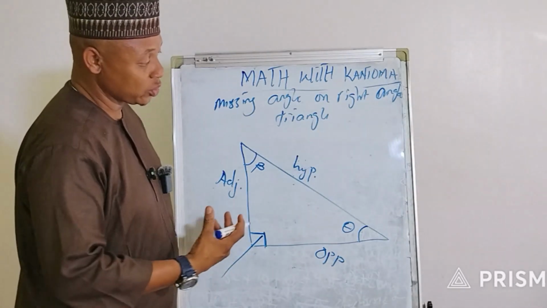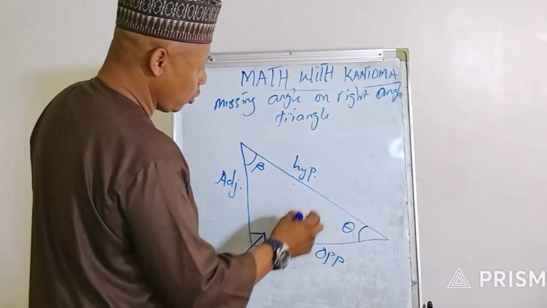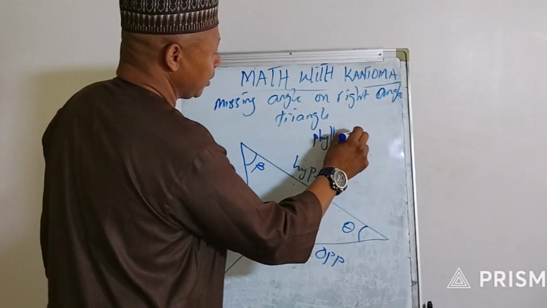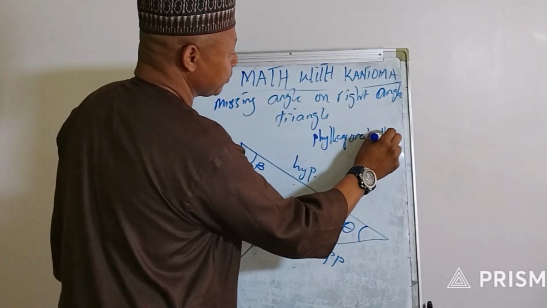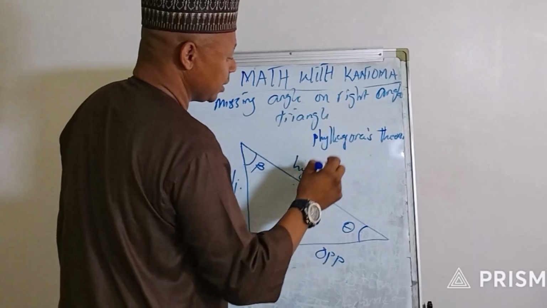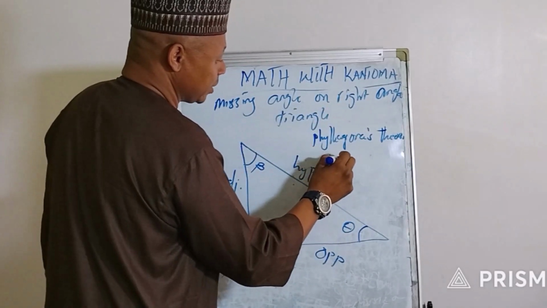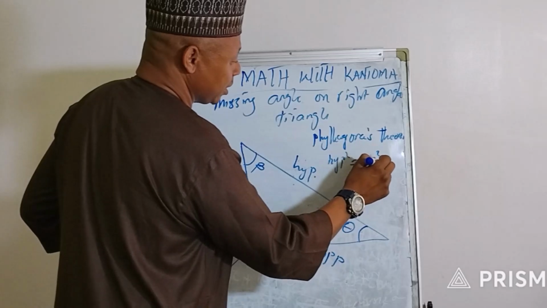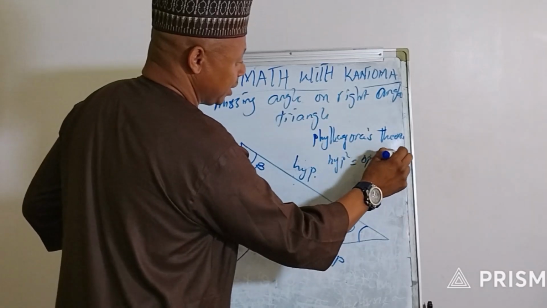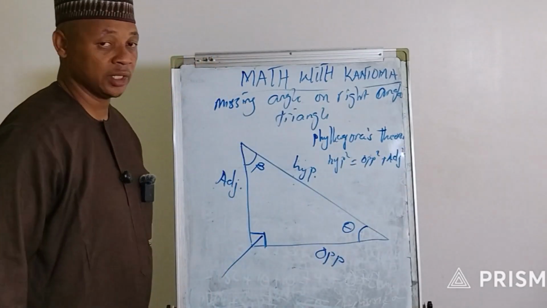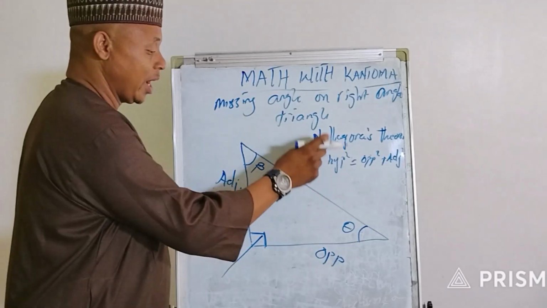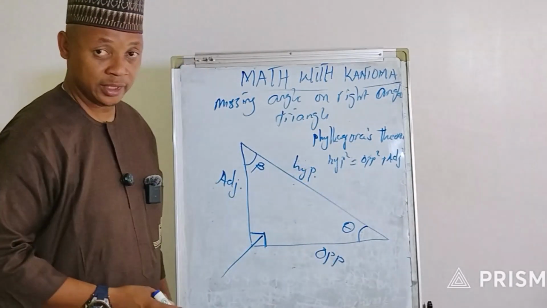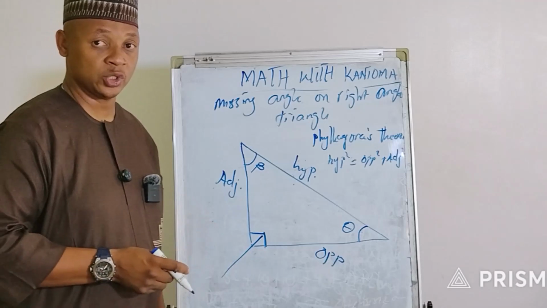So now, using the Pythagorean theorem, it says hypotenuse squared is equal to the sum of the squares of opposite and adjacent, meaning opposite squared plus adjacent squared will give us our hypotenuse squared. Square of this plus square of this will give us the square of this. That is what the Pythagoras theorem says.